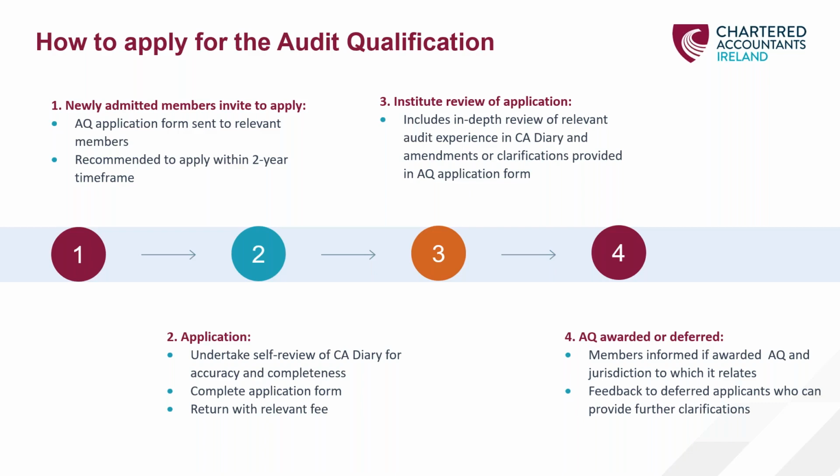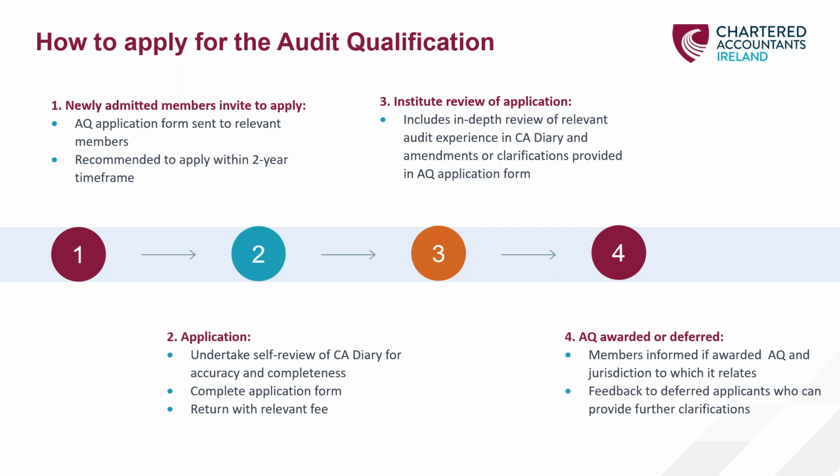All additional information and clarifications arising from this self-review should be provided in the allocated space on the AQ application form. You must not, under any circumstances, make amendments to the CA diary itself at that stage. There are resources available that will help you with this self-review, which we will look at on the next slide.